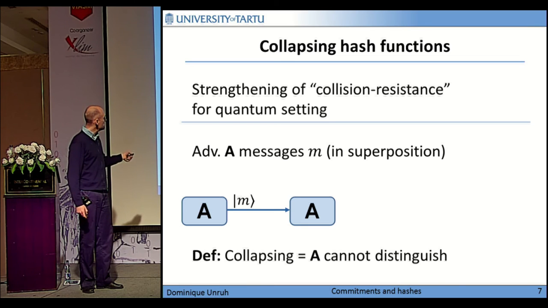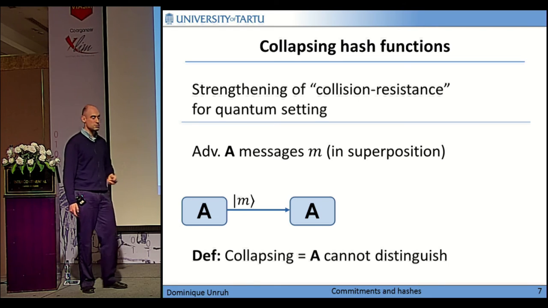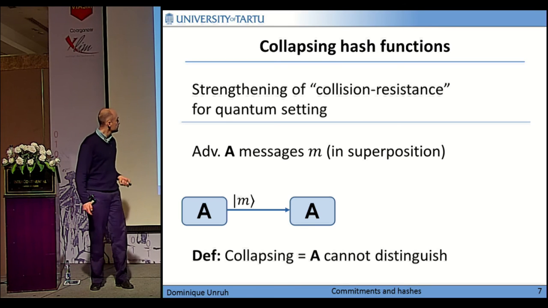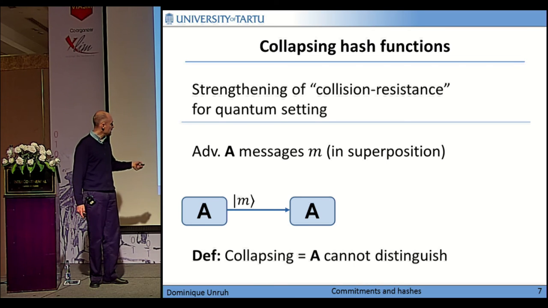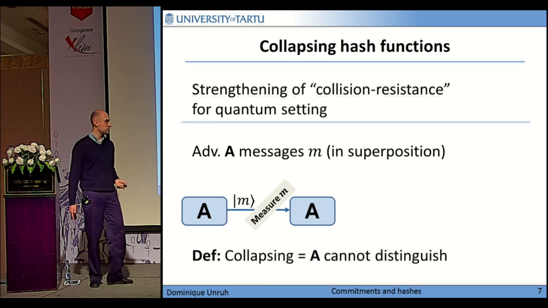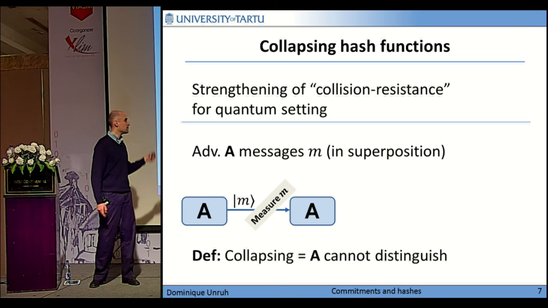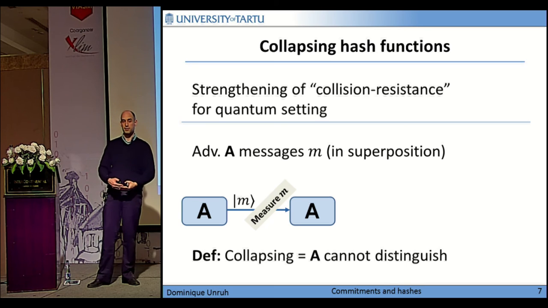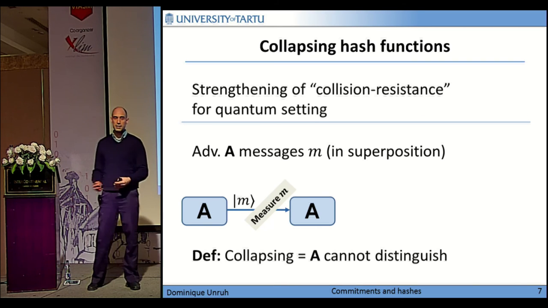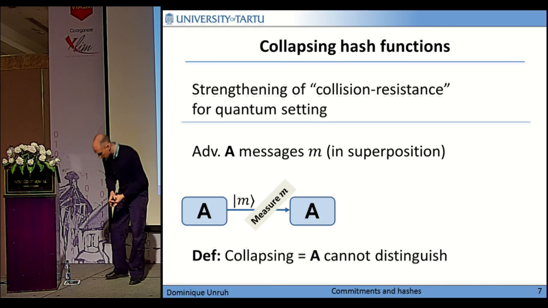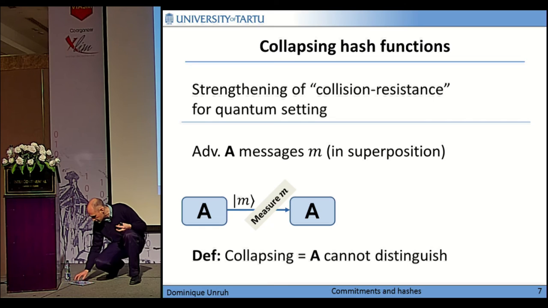So we look at an adversary that outputs a number of messages m in superposition. He outputs a bunch of messages m. And then we take this superposition of messages and measure which one it is. And we give the state after the measurement back to the adversary. So quantum mechanics tells us that if the adversary produces a bunch of messages here and we measure them, what we give him back is not a superposition of messages, but a randomly chosen one out of the messages that were in this superposition.